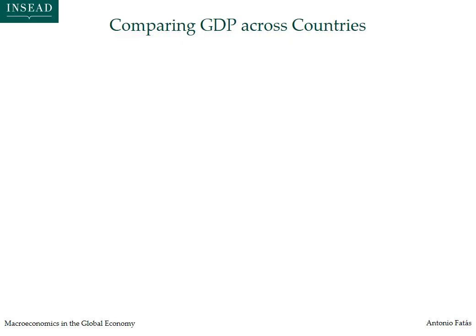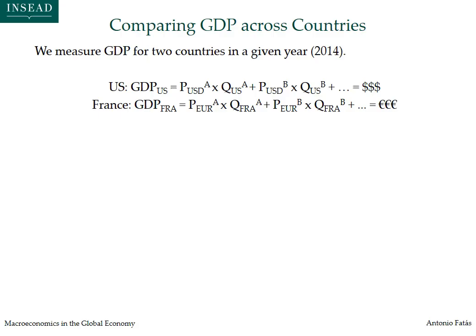Now, let's start using GDP to think about performance across countries. Let's start with a very simple example. We measure GDP in two countries, let's say in 2014, and we're going to look at the US and France. Now, in practice, what we're doing is looking at the quantities produced in the US, the quantities produced in France, and valuing those quantities using the prices in each of these countries.